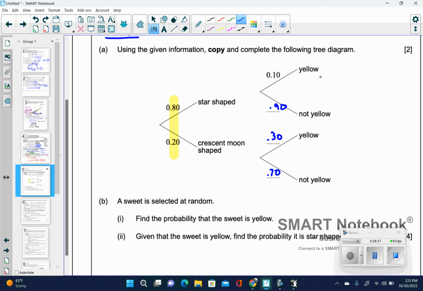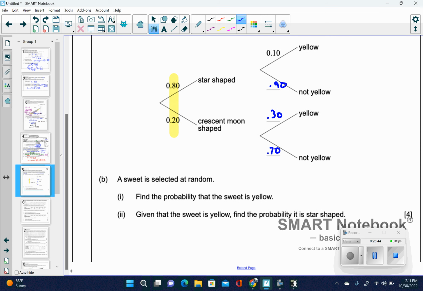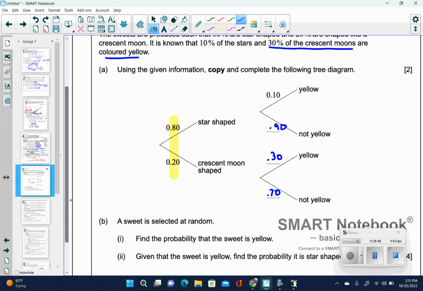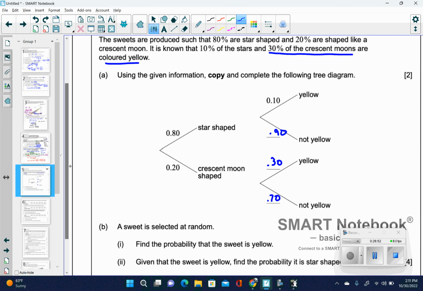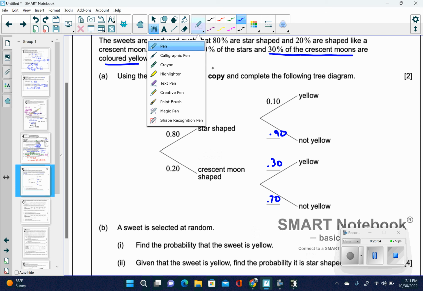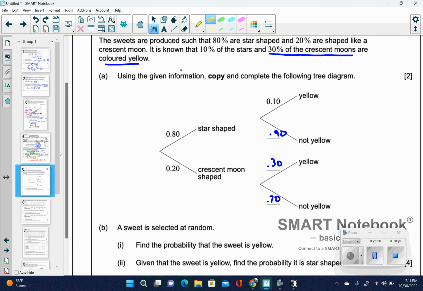All right. So for the next one, it says find the probability that the sweet is yellow, okay? Find the probability that the sweet is yellow. To do that, there are a couple of different options. Since it's yellow, let me just go back up here. Let me get my highlighter. So this is a path that ends in something that is yellow, and this is another path that ends in something that is yellow, right? This is not yellow, this is not yellow.